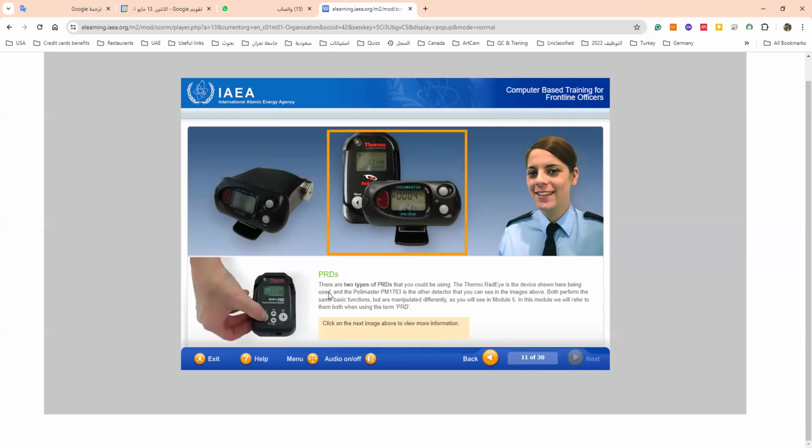For a PRD, there are two types of them. We have the Thermo RadEye, which is a device shown here being used, and the Bollinger BM1703 is the other detector that you can see in the image above. Both perform the same basic function, but are manipulated differently, as you will see in module 5. In this module, we will refer to them both when using the term PRD.